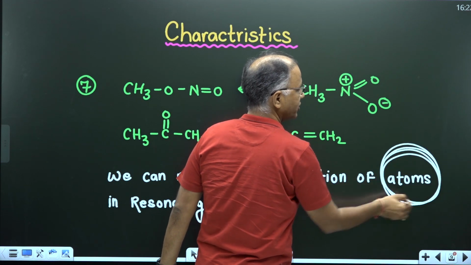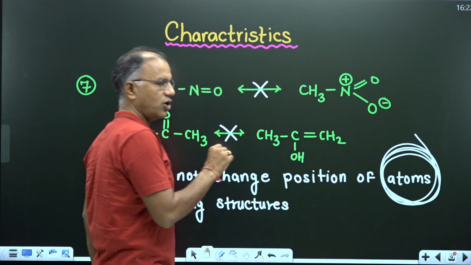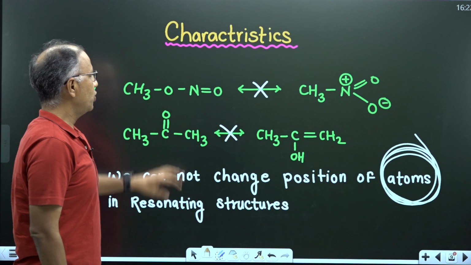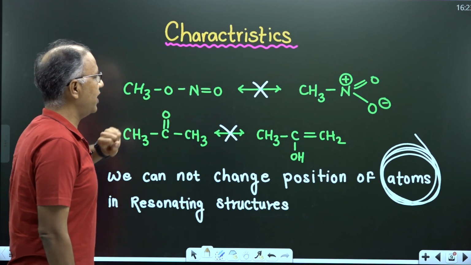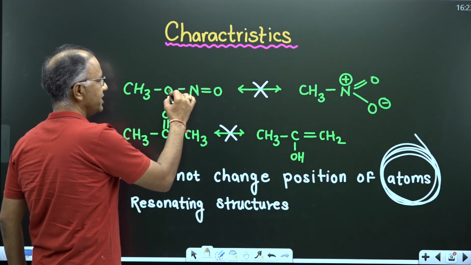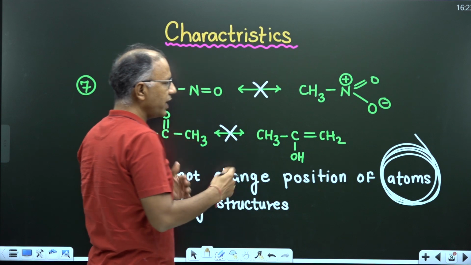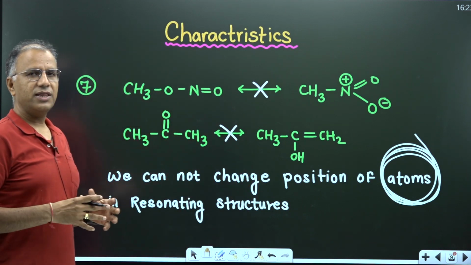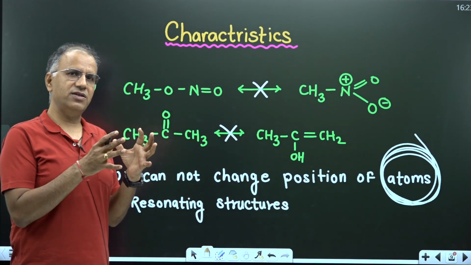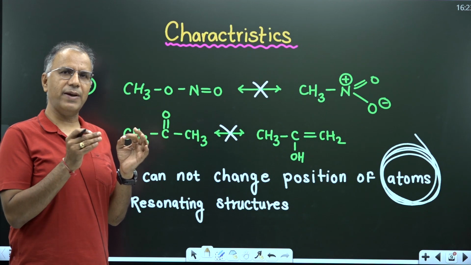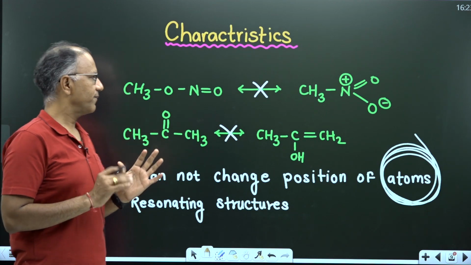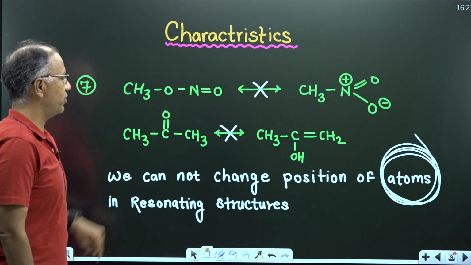Atoms remain constant. Atoms remain constant means the position of atoms remains constant. You cannot change the position of atoms. Why can we not change it? Because if we are changing the position of an atom, this means we are doing isomerism. It is not a resonance. Then what can we change in resonance? We can move lone pair and pi electrons only. Got it? This is isomerism. This is not a resonance.